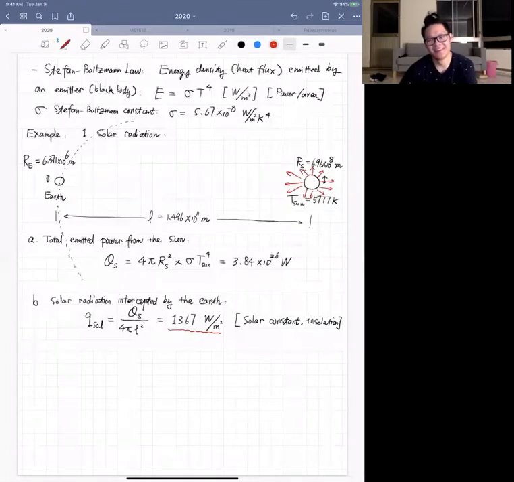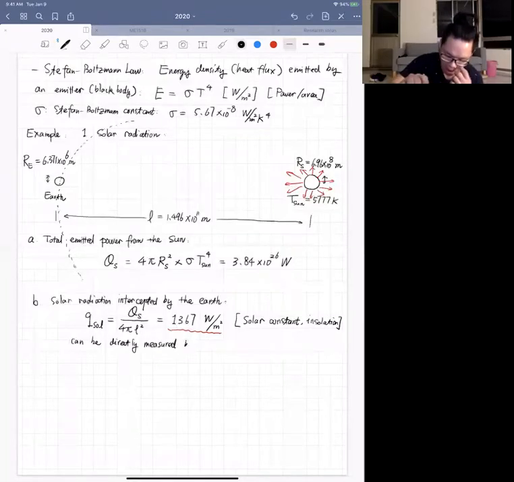Again, I emphasize this is not the solar flux we receive on the ground. So it's not at Santa Barbara. I think we only receive a fraction of this energy flux. This is on top of the atmosphere. But this can be directly measured by satellites, for example.